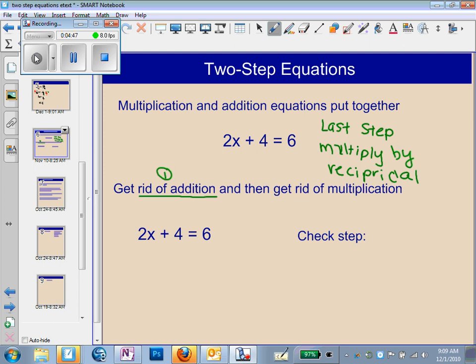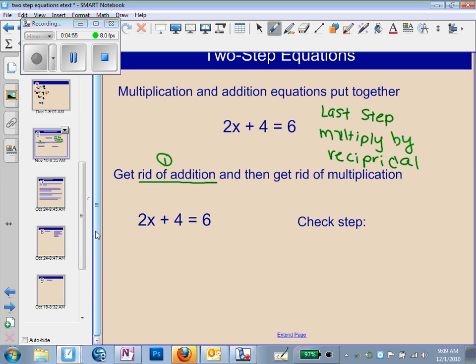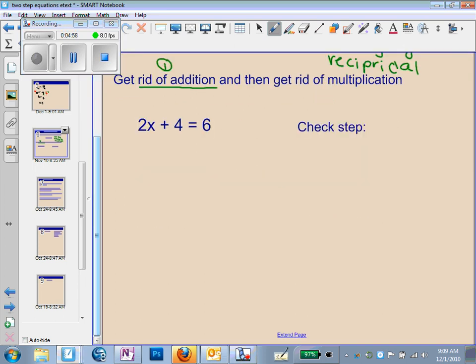You deal with addition first, and then you deal with multiplication. You can think about it as how you do it without that, you're trying to do the problem. Okay, so here we have 2x plus 4 equals 6.